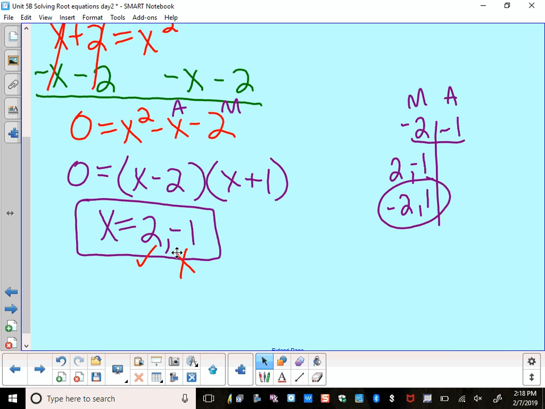Would you just leave it like that? Yep. It's still a part of your answer, it's just not really a solution. So you're showing that you checked it. 2 works. -1 does not work. Okay? So what I want you guys to do is turn the page. Do these 3 practice problems, and then we'll check them.